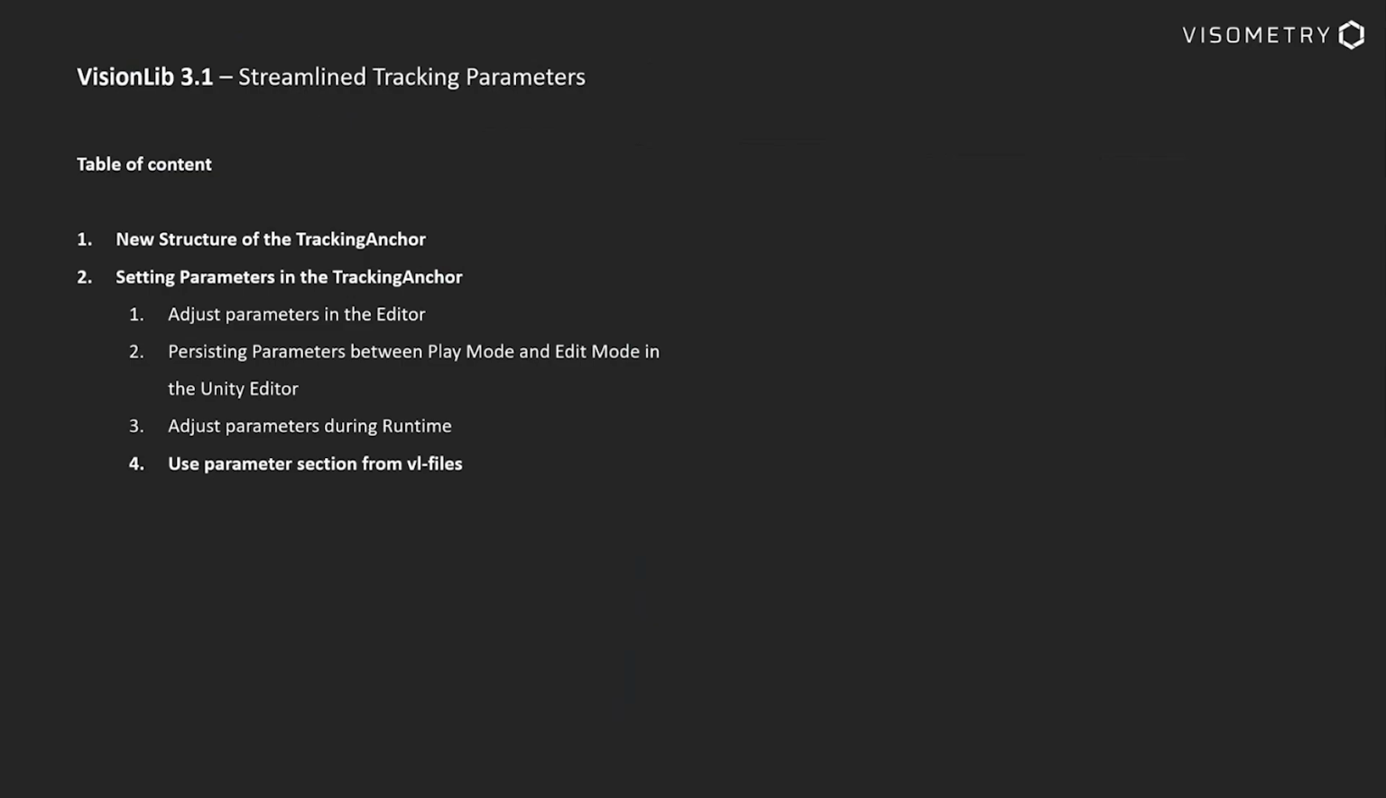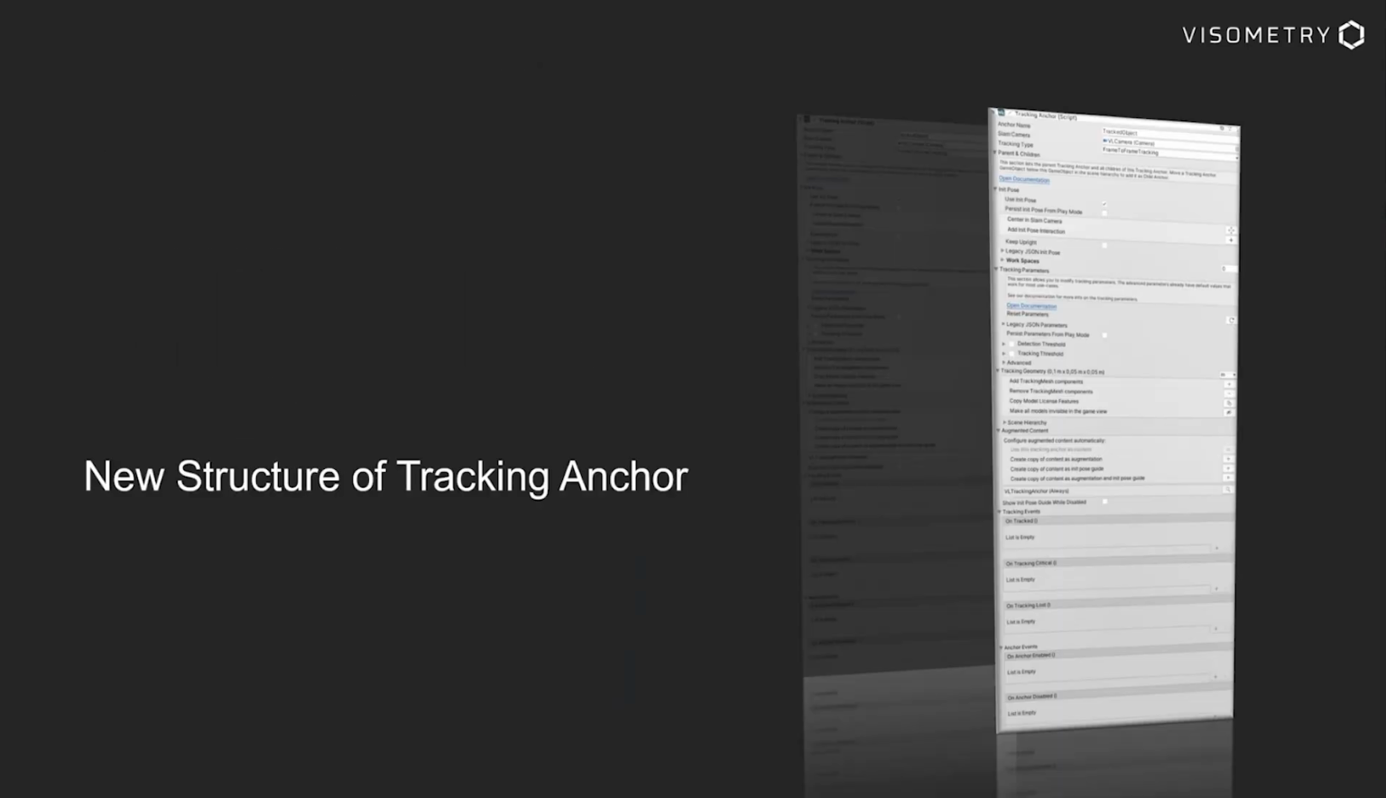At first, I want to give you an overview over the new tracking anchor in the Unity inspector and the most important things that have been changed there and have been added. Then I will focus on the topic of setting the parameters in a tracking anchor. We added a variety of ways to do this, and we will provide an overview over these functions. So let's start with the new structure of the tracking anchor component in Unity.